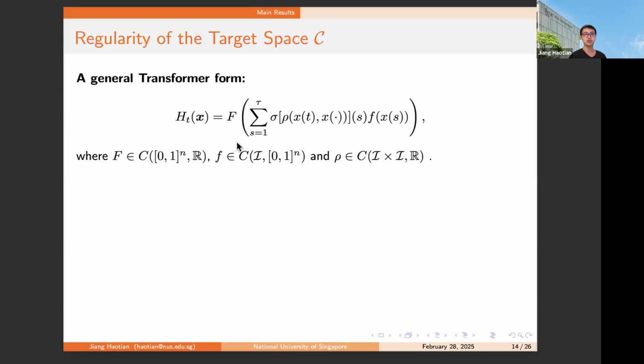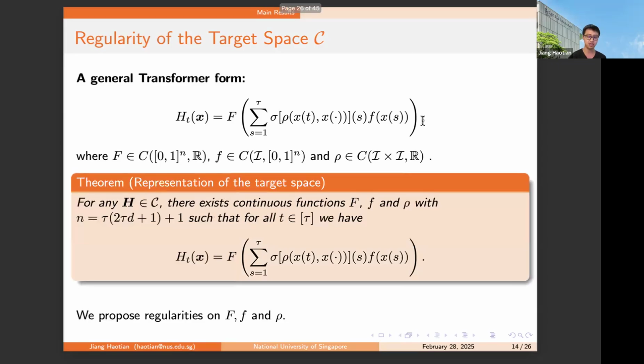So in order to consider the regularity of the target space, let's first look at a general transformer form. Why do we say this is general? Because we basically copy the linear transformer form here, but we consider the pointwise mappings here to be general continuous functions. So the big F and small f here are general continuous functions. And the pairwise interaction, we also write as a general bivariate function. So we say this is a general transformer form.